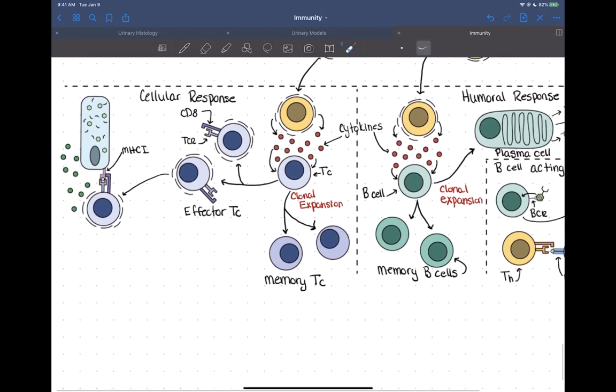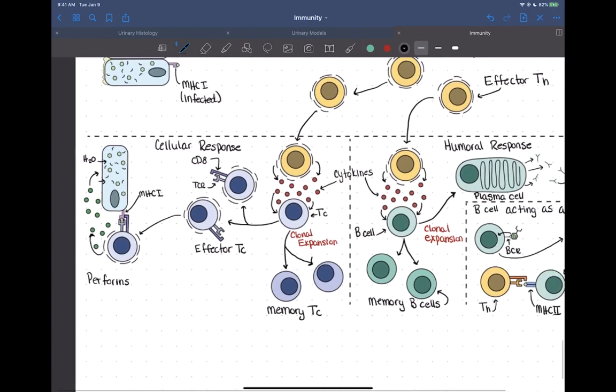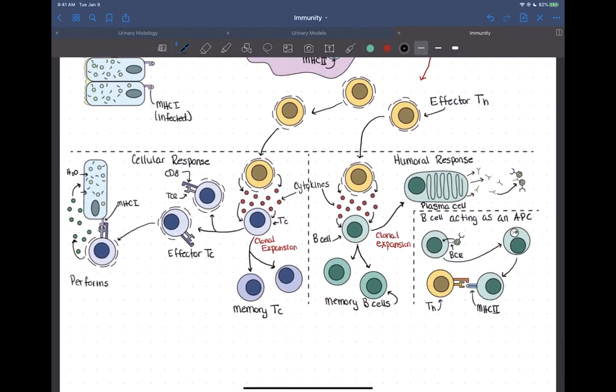Okay, so that T cytotoxic cell will find that abnormal MHC1, and it will release, remember, those perforins. All right, so these are perforins. And then those perforins are going to go and poke a bunch of little holes into the cell, and those holes are going to allow water to enter the cell, and eventually that cell will burst and die. Okay? All right, so that's the whole system.